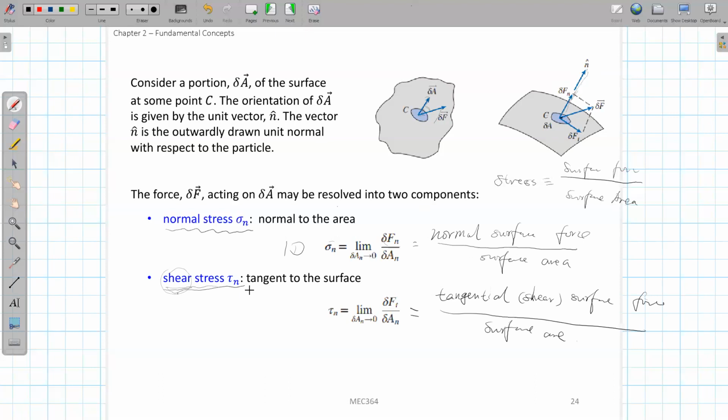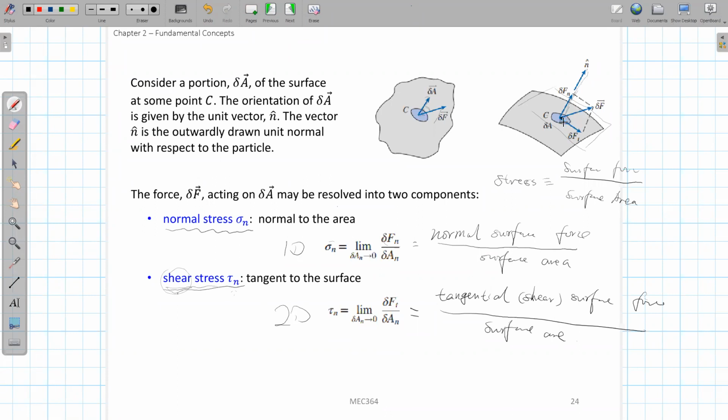But for the tangential one, for the shear stress tau of n, this is problematic. Why? Because if we have this n direction and we want to find the tangential direction for this surface, you won't get a line; you will get a plane. Anything on this plane will be tangential to this surface. It's not a single line; it's actually a 2D thing.